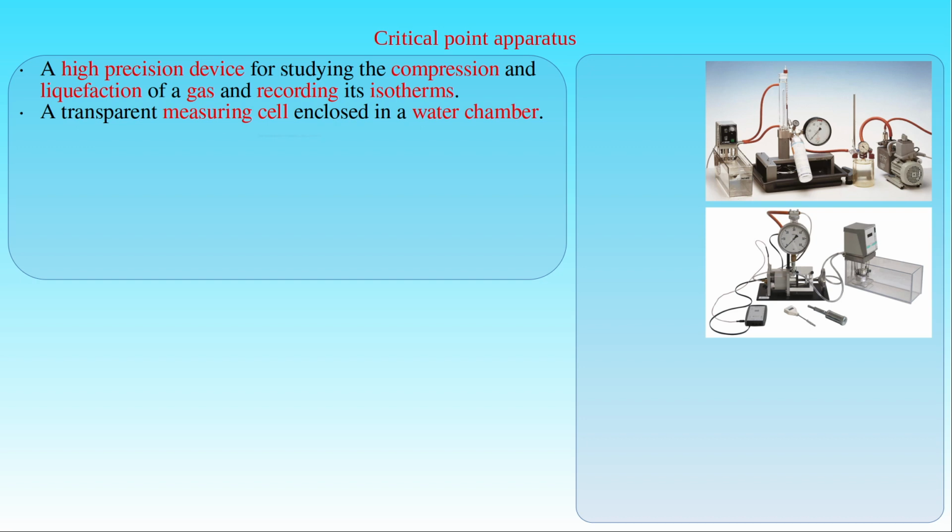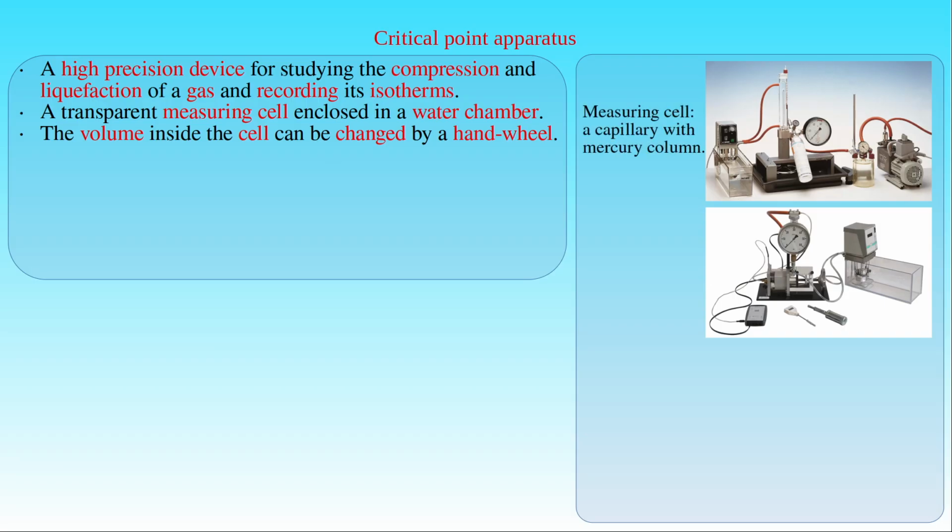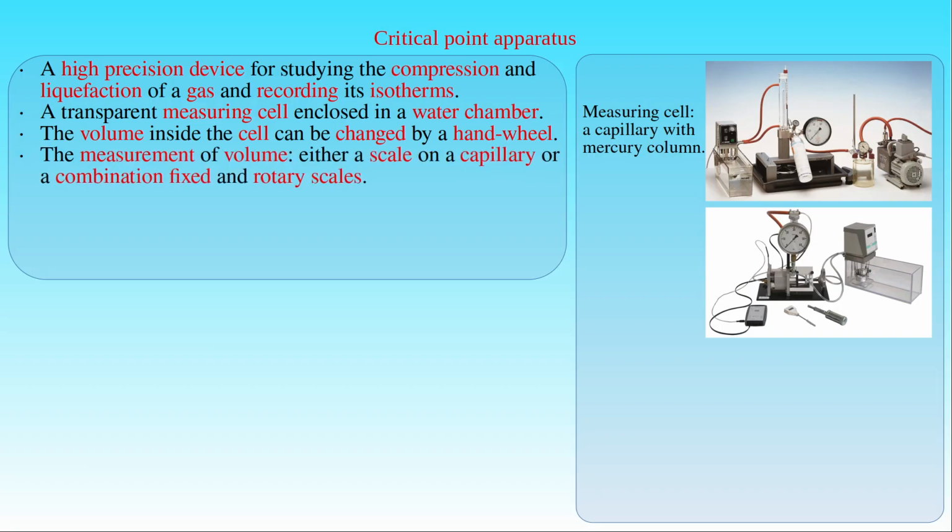The volume inside the cell can be changed via a finely adjustable handwheel for both types of devices. The apparatus in the first photo uses a capillary as the measuring cell, made from an extremely strong glass, and a glass cylinder as a water chamber. The lower meniscus of a mercury column in the capillary shows the position that can be read for the determination of the volume. The mercury is supplied from a stainless steel pressure chamber sealed to the measuring capillary.